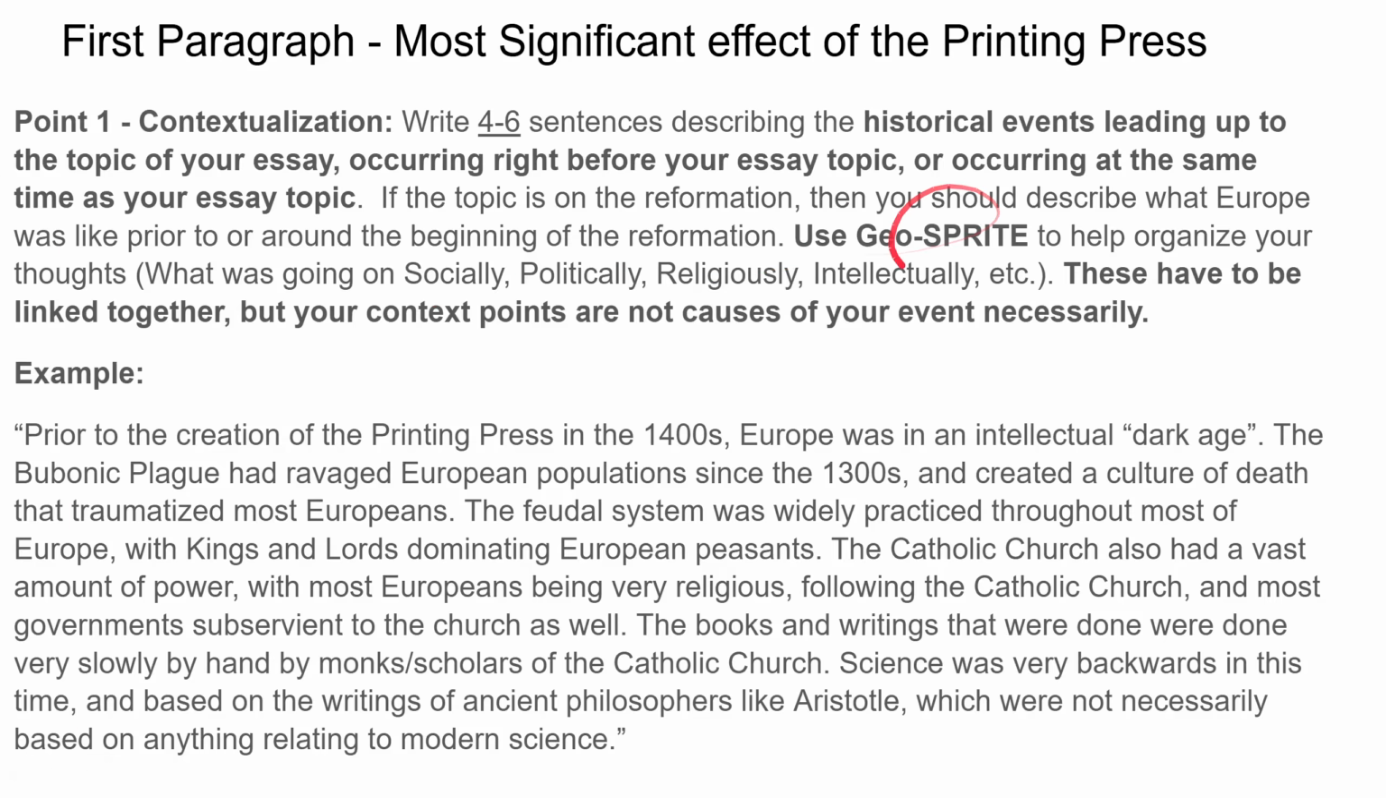If you have trouble bringing things up, use GeoSPRITE. GeoSPRITE is there to help you think about things that are socially, politically, religiously, and intellectually happening in Europe. So use that as a frame of reference to help you write about things you can mention as far as what's going on in Europe prior to the event you're writing about.